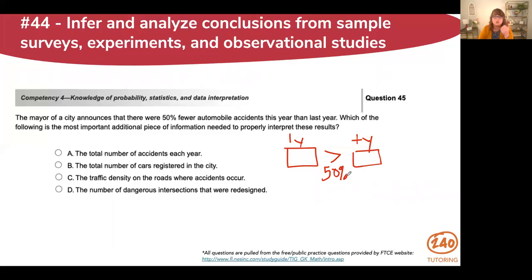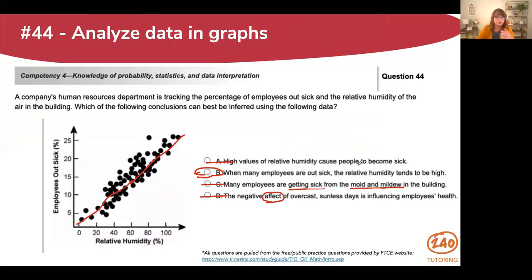Now, if we want to interpret that, we need to know something. Well, if I want to find 50% fewer, I need to know, ooh, that was fun.